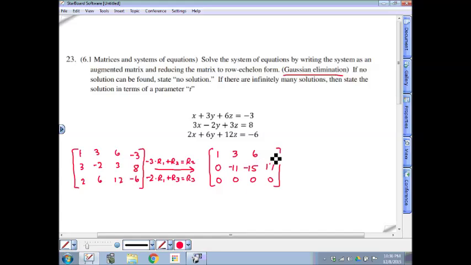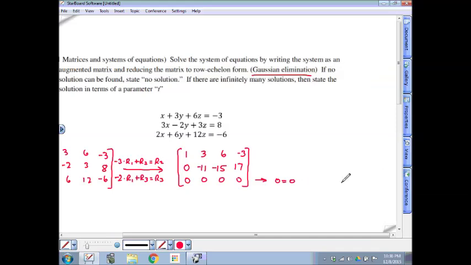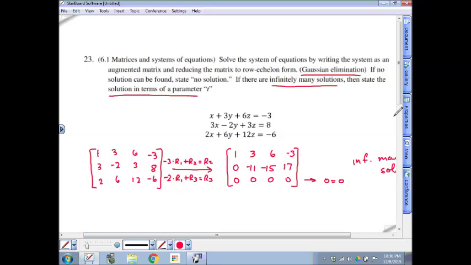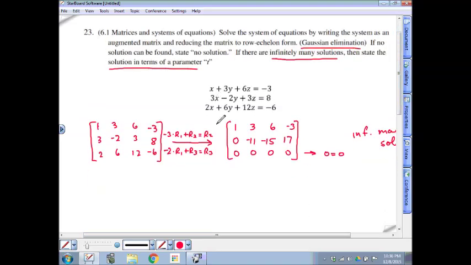So this is a somewhat unusual circumstance where this bottom row is all zeros. It still represents an equation, but it just represents the equation 0 equals 0. I know you've seen that before. When 0 equals 0, that means infinitely many solutions. And if there are infinitely many solutions, we have to state the solutions in terms of a parameter, or parameterize the solutions. If there are three equations with three variables, which there are, the convention is to let z equal the parameter t.